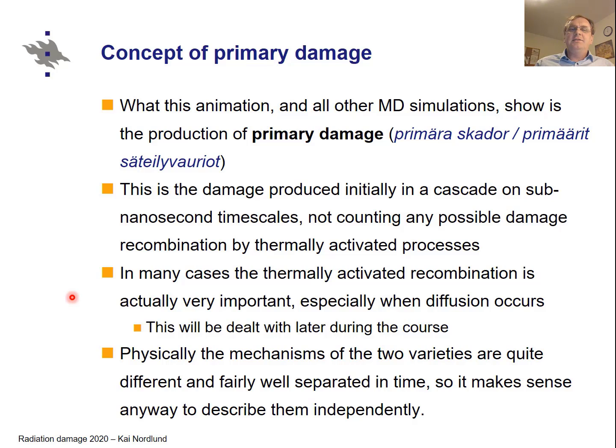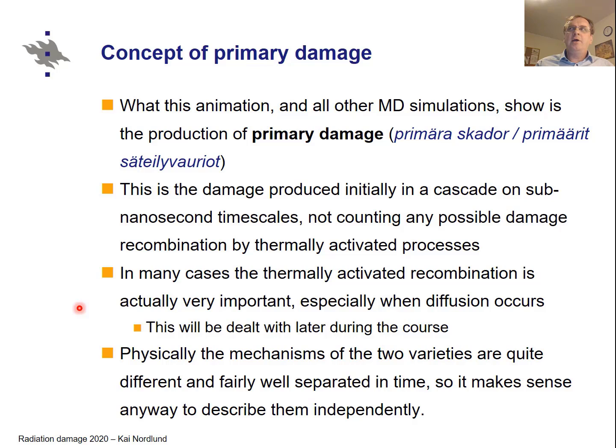And this is in a way not always realistic for the macroscopic damage production processes, because in many cases there are lots of thermally activated processes going on after and in between the primary damage events, and these can actually dominate completely the outcome of the radiation on the macroscopic scale. But anyway, it all starts with the primary damage, so it's important to understand the primary damage, and sometimes the primary damage is actually also the total damage.